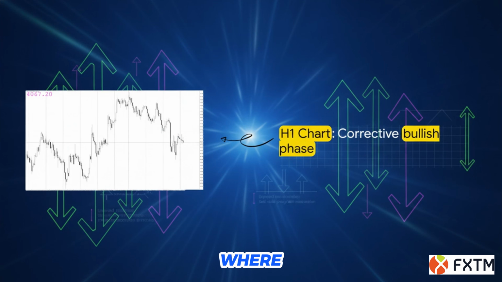But here is where the trap is set. On the 1-hour chart, we see a recent upward movement. Retail traders interpret this as a trend reversal. Institutions, however, interpret this as a corrective phase. It's deliberately engineered to tap into premium institutional supply before the sell-side program resumes.